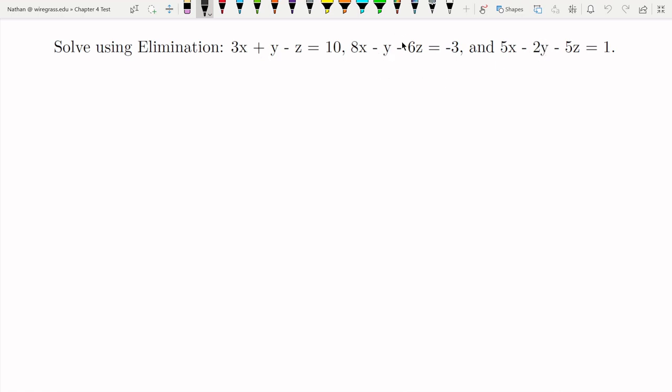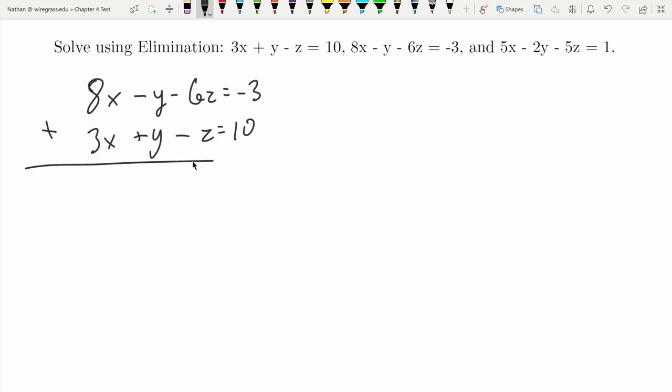There's 2y here, y there, and a y there. So what I'm going to do is take this equation, minus y minus 6z equals -3, and I'm going to add it to this first equation. So we're going to get 3x plus y, and that's the reason why, because the y's will cancel when I add them, minus z equals 10. If I add going straight down, I get 11x, the y's cancel, minus 7z equals 7.